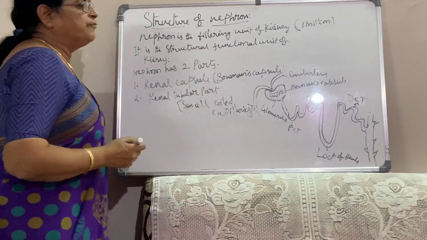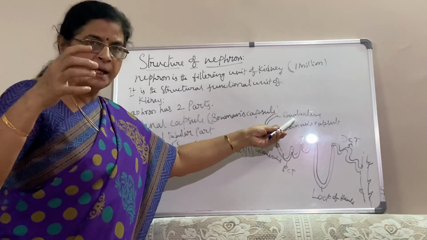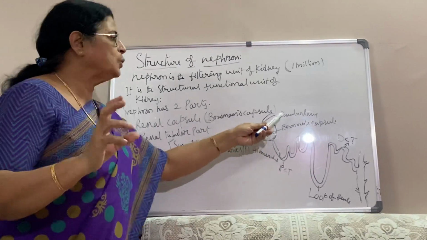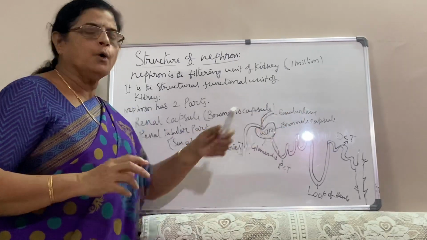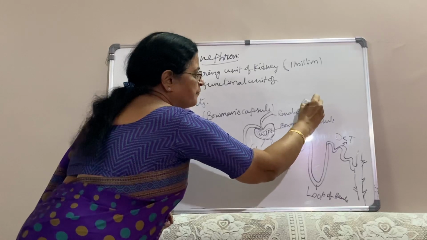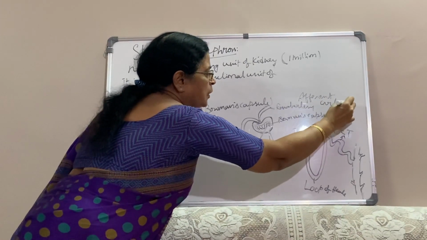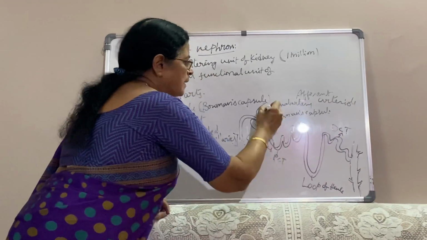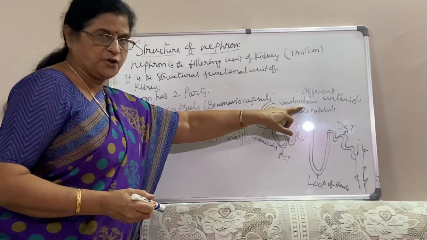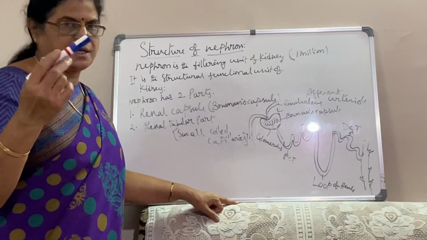The Bowman's capsule receives blood from the renal artery. The artery which brings blood to the kidneys, or to this Bowman's capsule, is the renal artery. We can also call it the afferent arteriole, which is coming in. The afferent arteriole, the renal artery, brings the blood with nitrogenous waste materials.